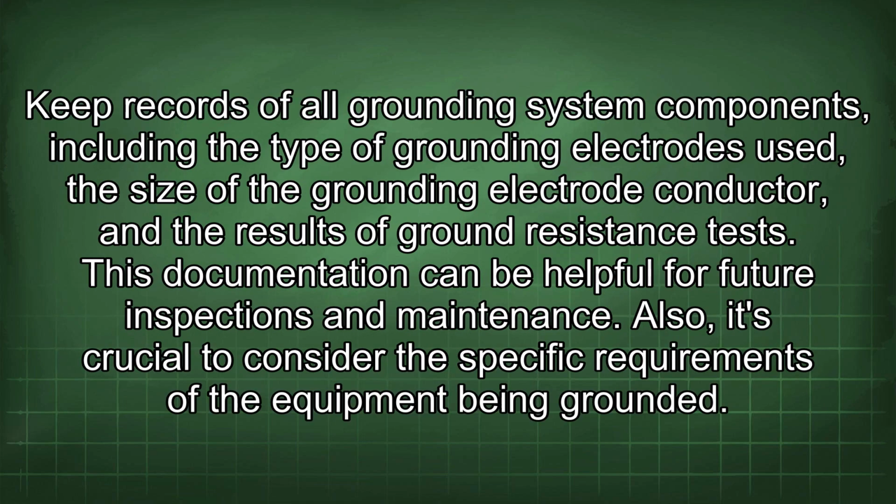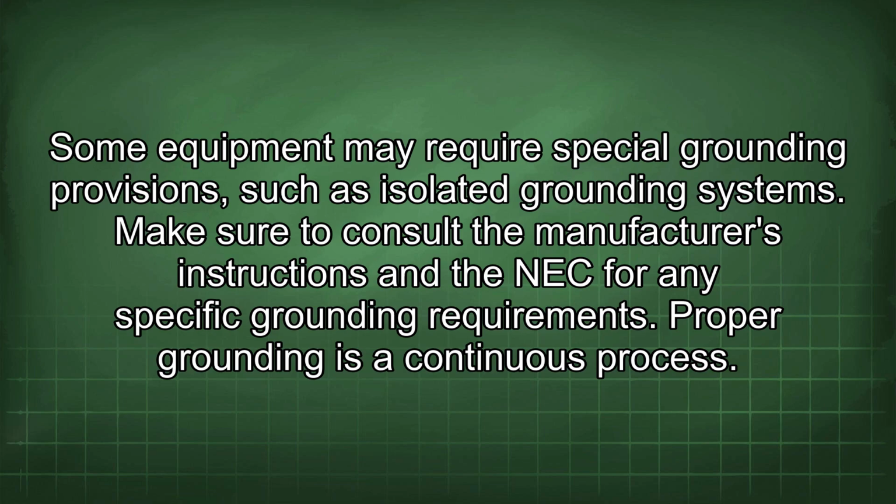Keep records of all grounding system components, including the type of grounding electrodes used, the size of the grounding electrode conductor, and the results of ground resistance tests. This documentation can be helpful for future inspections and maintenance. Also, it's crucial to consider the specific requirements of the equipment being grounded. Some equipment may require special grounding provisions, such as isolated grounding systems. Make sure to consult the manufacturer's instructions and the NYCBC for any specific grounding requirements.